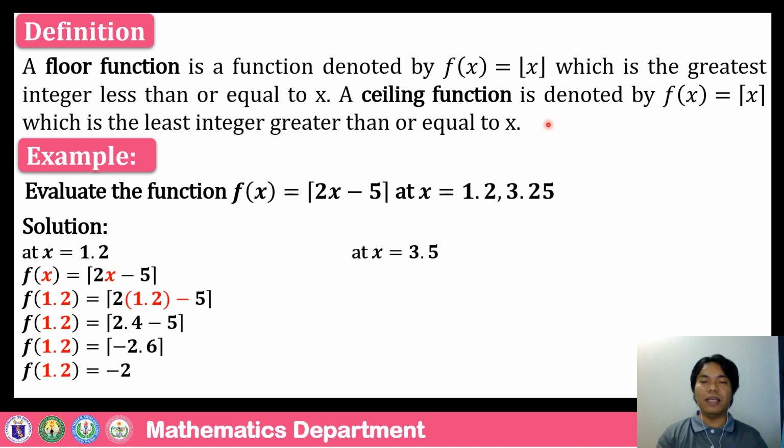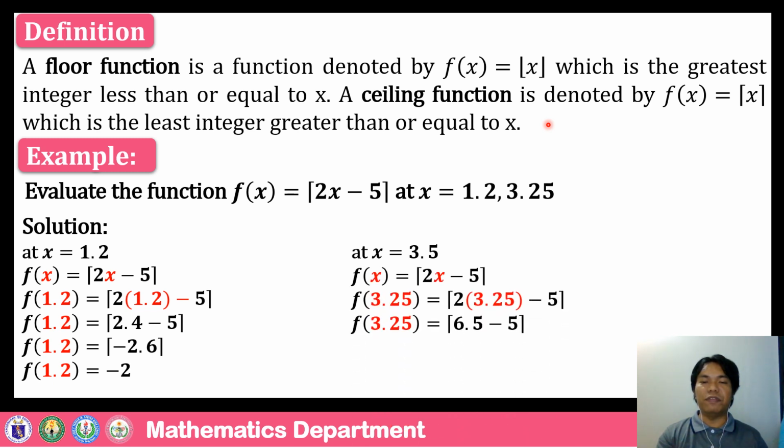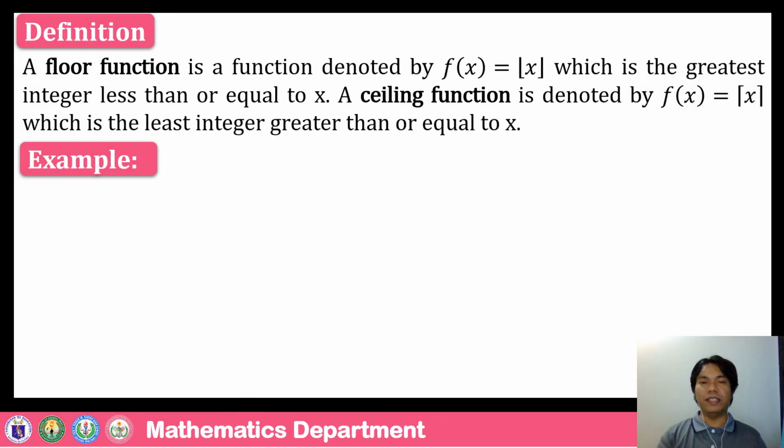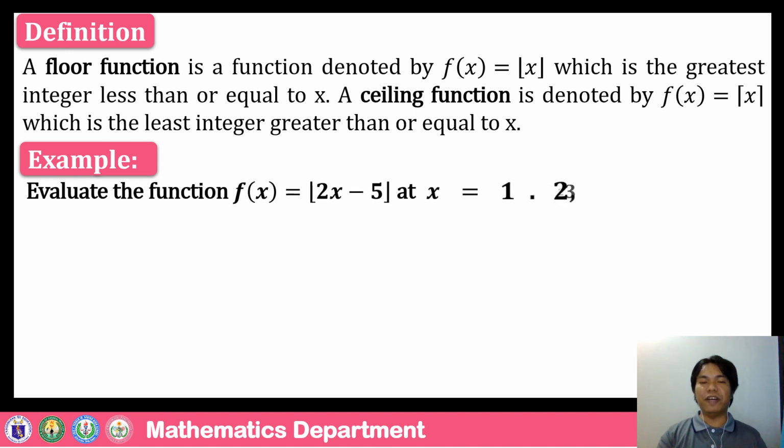At para naman sa ating pangalawang value ng x na 3.25, upon evaluating our function, magkakaroon tayo dito ng ceiling function for 1.5, which is equal to positive 2. At para naman sa ating huling example, evaluate the function f of x is equal to the floor function for 2x minus 5 at x equals 1.2 and 3.25.